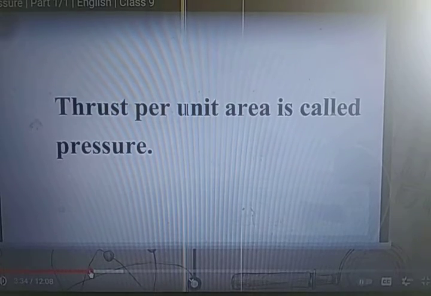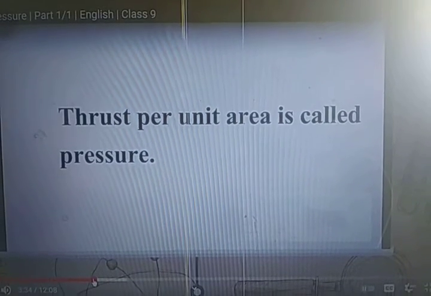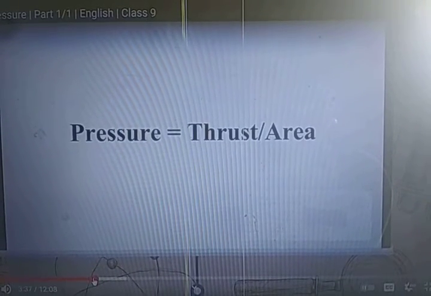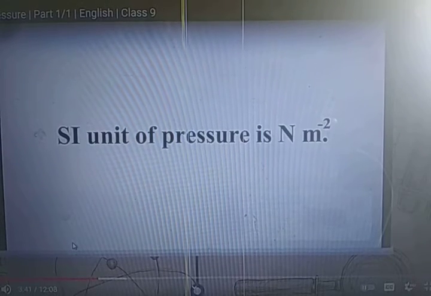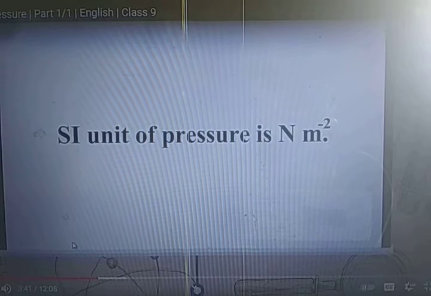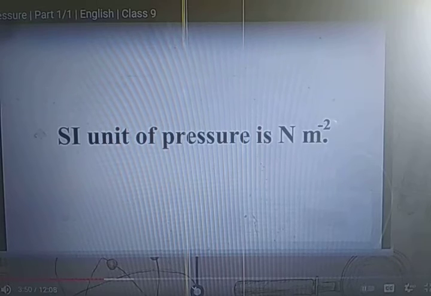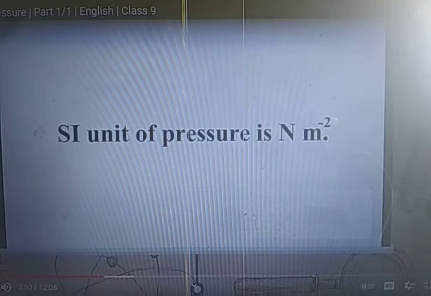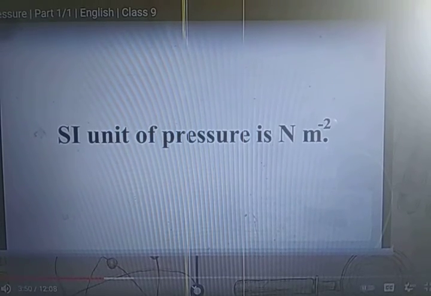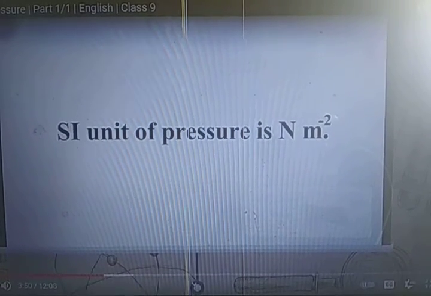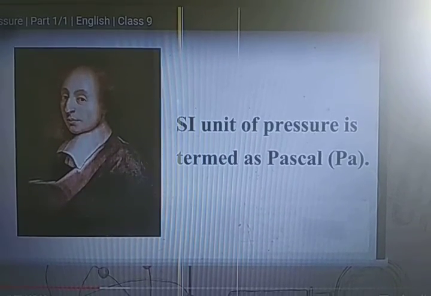Therefore, thrust per unit area is called pressure. Pressure is thrust per unit area. The SI unit of pressure is Newton per square meter. Once again, the SI unit of pressure is Newton per square meter, and it is termed Pascal, Pa.